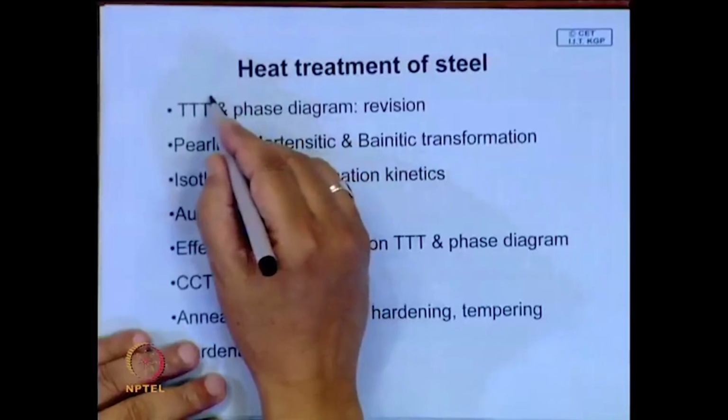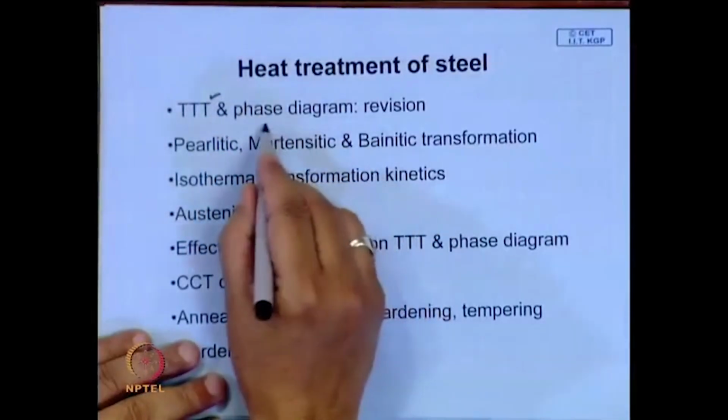Our lecture on heat treatment of steel. This is the third lecture. So far what we have seen is that several types of heat treatment can be given to steel because of certain specific characteristics of the iron carbon system, and we looked at the time temperature transformation diagram.